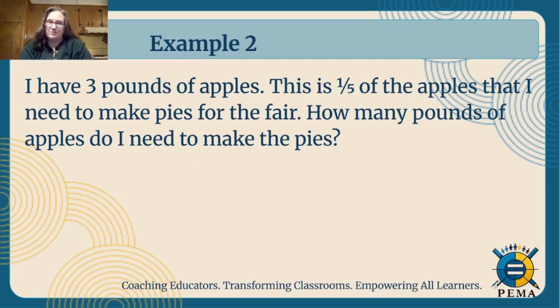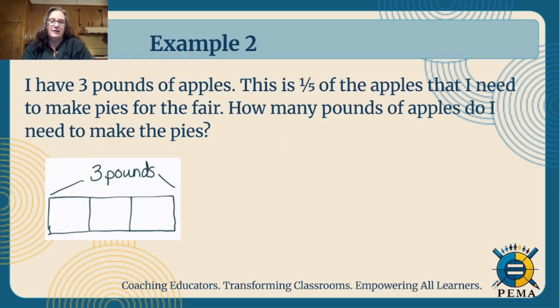Let's look at a second example. In this one, you might also notice that right away I have 3 pounds and I have 1/5. Similar to our whole number example, this is a different situation though. In this situation, I have 3 pounds of apples. This is 1/5 of the apples that I need to make pies for the fair. How many pounds of apples do I need to make all the pies?